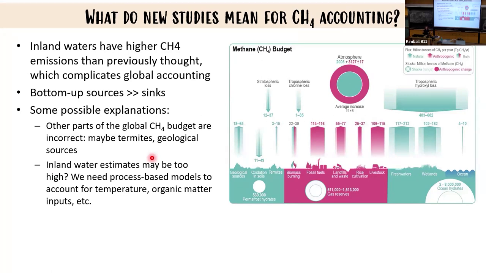But we also recognize that our bottom-up numbers are not matching our top-down numbers, so we have to figure this out. Maybe our inland water estimates are too high. I'm going to argue that we need to move from those big extrapolations that I have helped out with in the past to more mechanistic models that account for things like temperature or how much fertilizer is going into our lakes, get more spatially explicit with our modeling, which I think is where the field is headed.